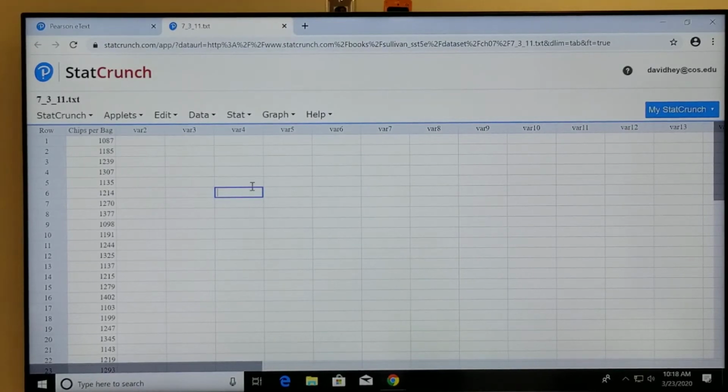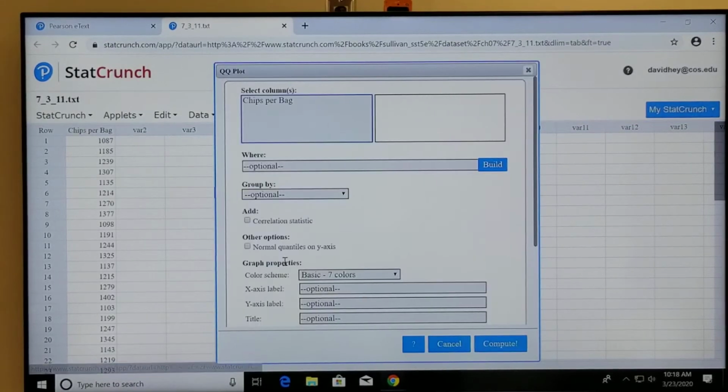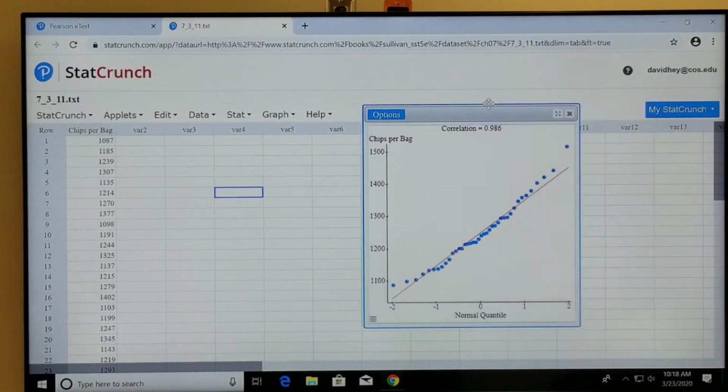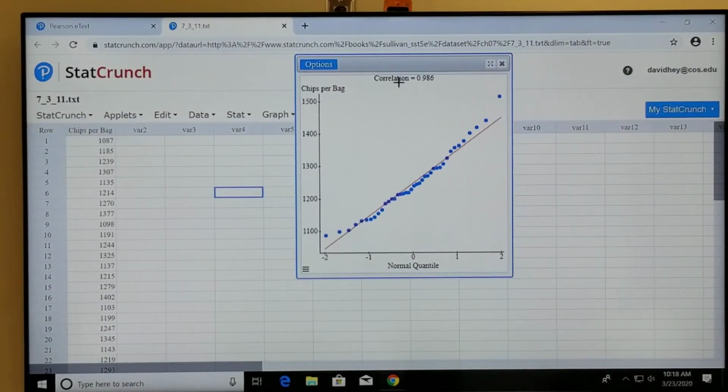So to do this in StatCrunch, we go to Graph and then QQ plot, and click on Add Correlation Statistic. That way it gets you this correlation statistic up here. Just like Kiri said, you should end up with a correlation statistic of 0.986. Now you have to compare that to a critical value from a table of critical values, which you could find in your book, or you could use the one that I posted in your notes. The chart that I posted only goes up to 30. Let's take a look at that chart together.